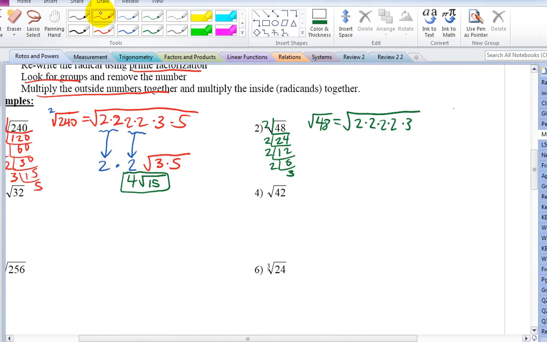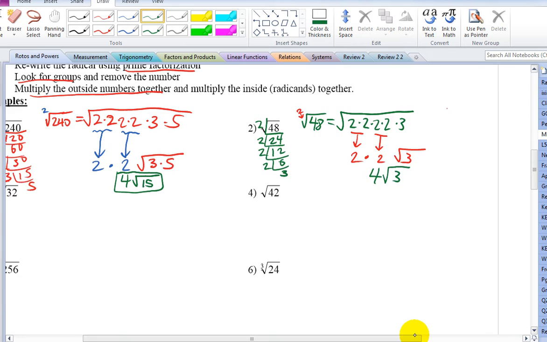What are we looking for groups of? We're looking for pairs, right? Because the index is the number 2. So here's a pair, there's a pair. What's left over? Okay. So multiply everything together. Your final answer is 4 root 3. Okay.